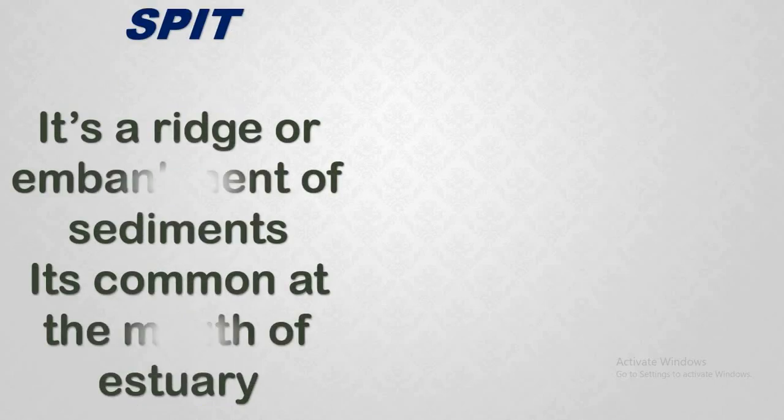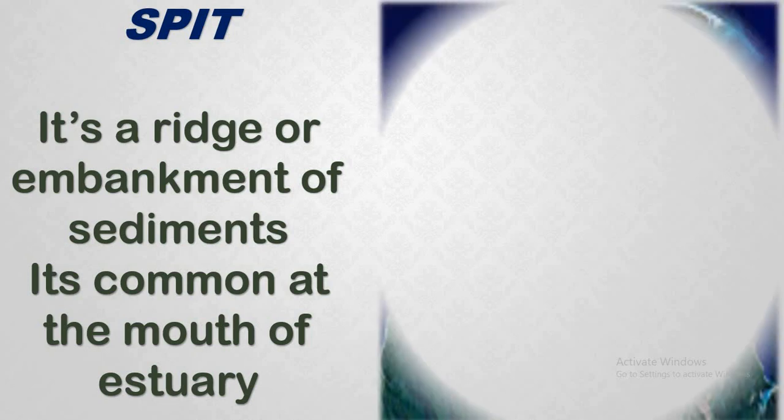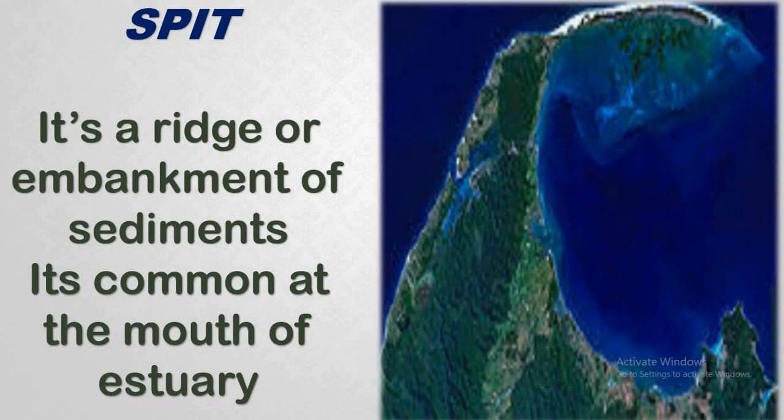Spit. It's a ridge or embankment of sediments. It's common at the mouth of an estuary. That is where the river gets connected to the sea. So all these get deposited at the mouth of the estuary. In the beginning I told you that most deposition doesn't occur in an estuary, so all these will be eroded by the waves. But even with a light wave, when it gets deposited, it looks like this. This is what is a spit.